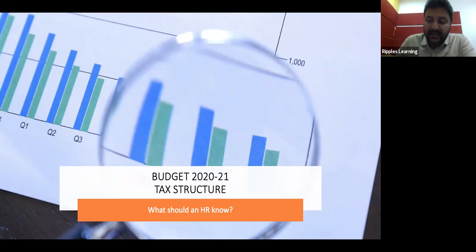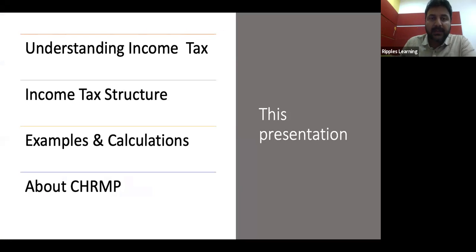Today, as we go ahead in the webinar, we would be starting with creating a generic understanding about income tax. We would then talk about income tax structures that are there in India and what has been proposed. We will take up examples and calculations for your better understanding.